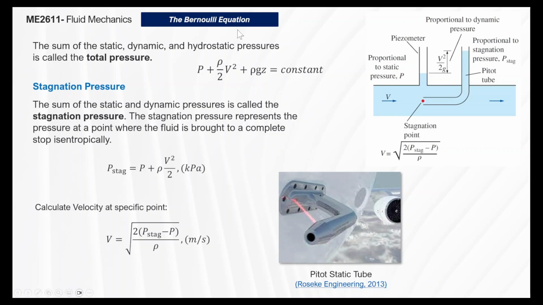Other concept for Bernoulli equation is we're going to talk about the total pressure. So we're going to talk about the Bernoulli equation in pressure form, where the sum of the static, dynamic, and hydrostatic pressures is called the total pressure. So obviously the unit here will be kilopascals in SI and sometimes PSI in English. We call the sum of the static and dynamic pressure the stagnation pressure. And the stagnation pressure represents the pressure at the point where the fluid is brought to a complete stop isentropically. And to calculate its velocity, you simply rearrange this equation, and then you will have this in meters per second.